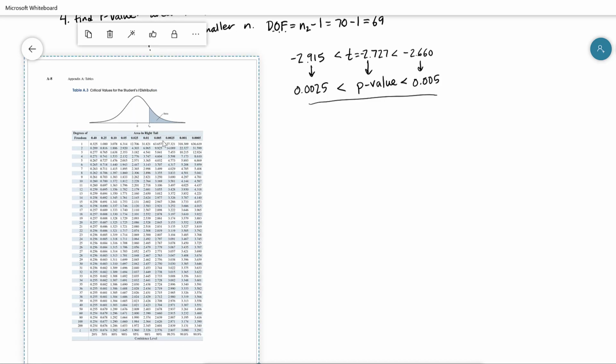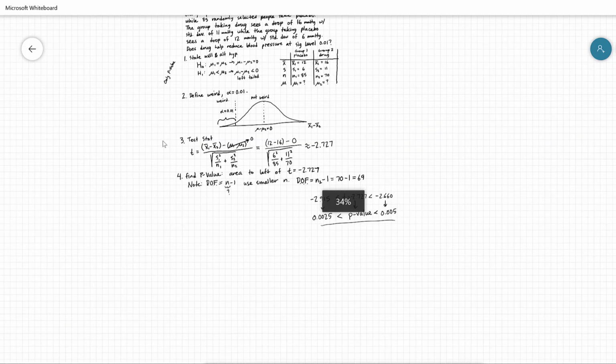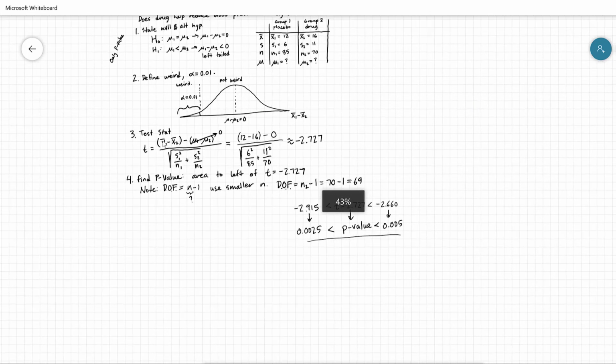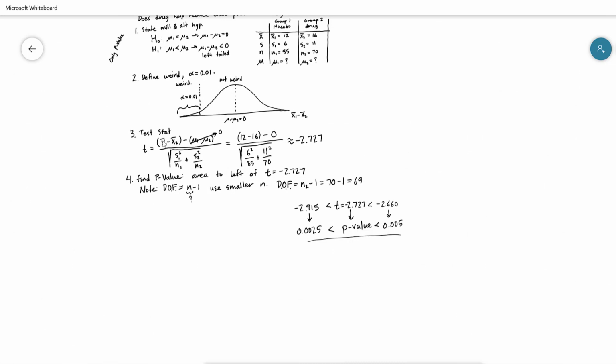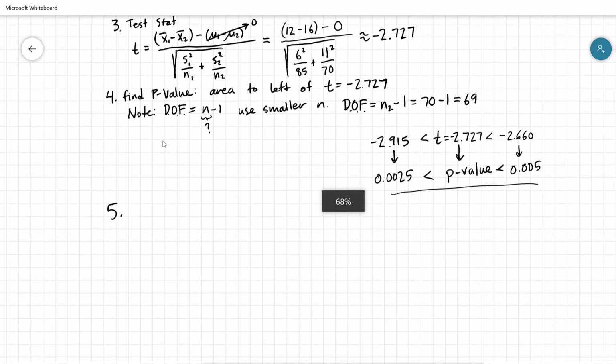Let's delete that, then I can delete this whole thing. Okay. Okay, so we found our ballpark for our p-value. It's between those two numbers. What do we do now?